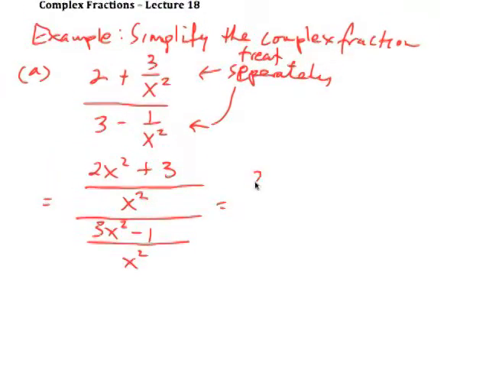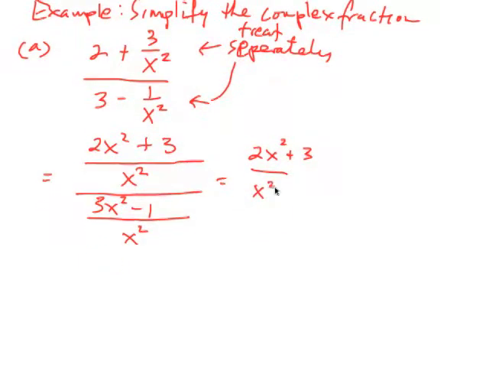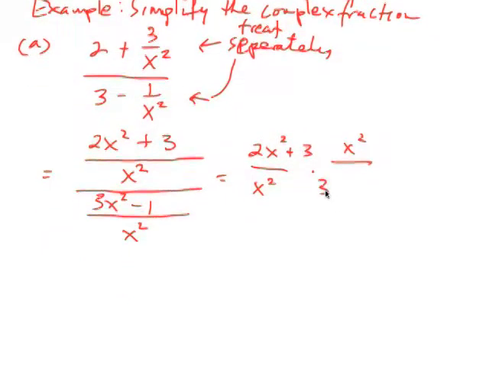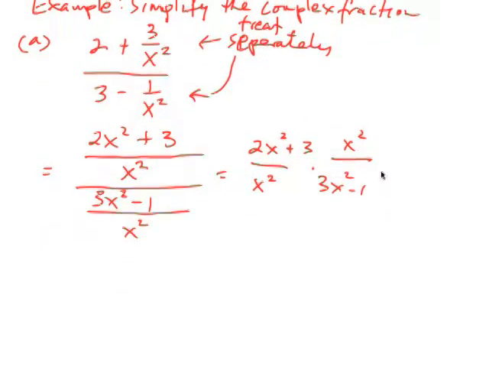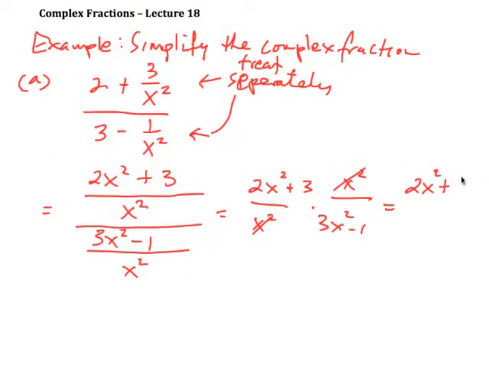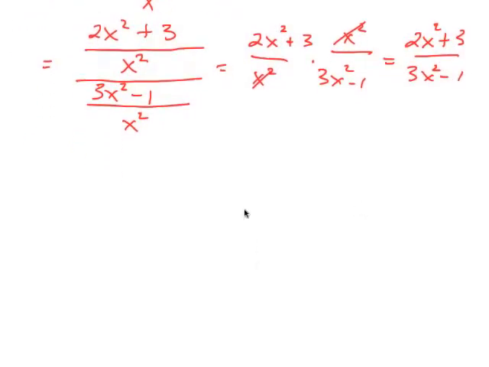Now of course, to do this kind of rational expression, we now change it into a product by inverting and multiplying. Of course these will cancel and I'll be left with the result, like so.